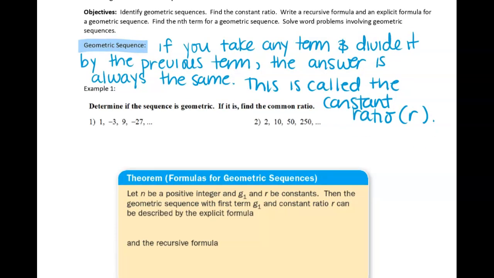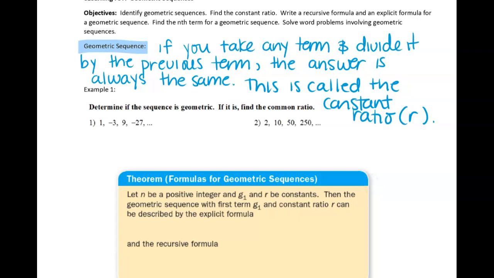So let's determine if these sequences are geometric. We will take -3 divided by -1, which is 3. -3 divided by 1, which is -3. 9 divided by -3, which is -3. And -27 divided by 9, which is -3. So since those are all the same value, yes, it's geometric, and R equals -3.